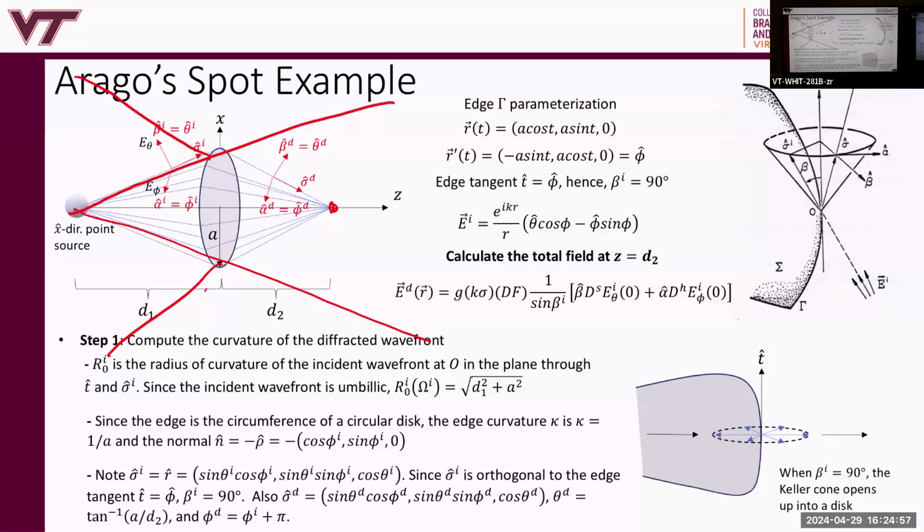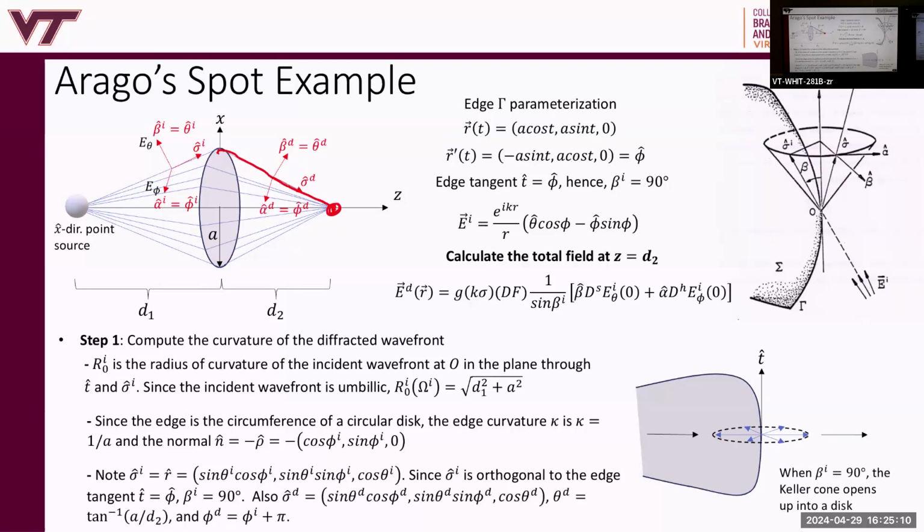Behind the plate should be completely shadow if it weren't for the accounting of diffraction. But each of these edges are going to diffract, and they'll all add up coherently at the observation points.